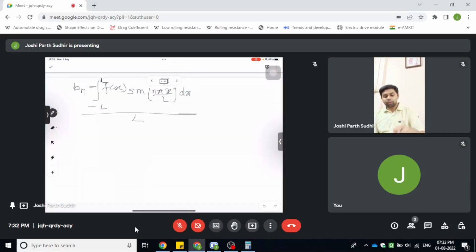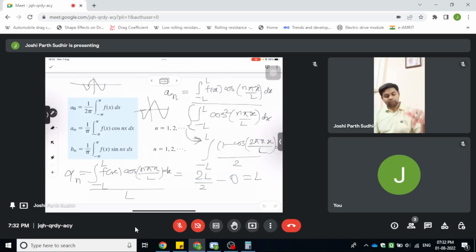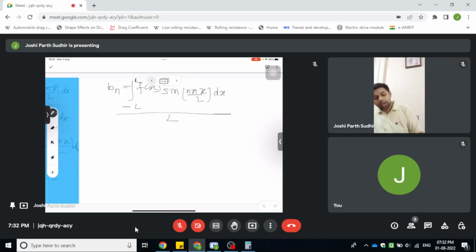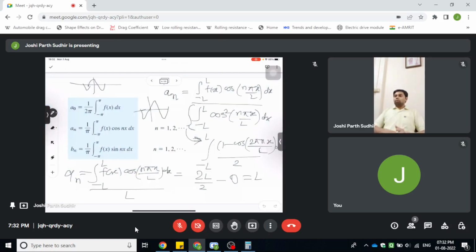So therefore, when the function f of x is even, the multiplication of two even functions results in an even function. So the multiplication of f of x into cos(n pi x by L) will result in an even function, and the value of this integral from minus L to L will be non-zero. On the other hand, if the function f of x is odd, then the multiplication of f of x into cos(n pi x by L) will result in an odd function.